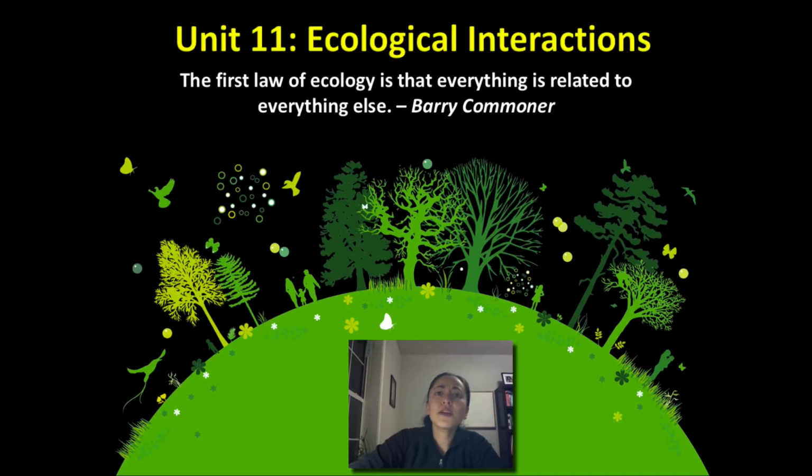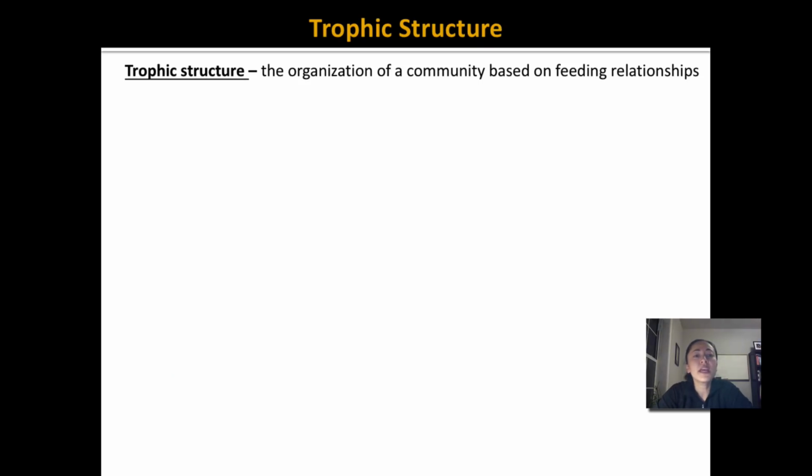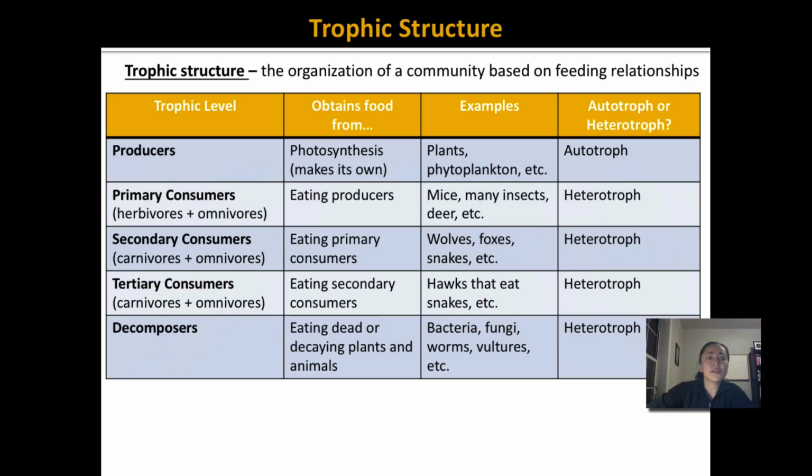When we're talking about the trophic structure of an ecosystem, it's a way of organizing the community based on the feeding relationships of the organisms found there. Each organism within a community has a different feeding level, and we can look at those different feeding levels or trophic levels in this table here. So first, what you can see here are what are called producers. Producers produce all the food that is needed in that ecosystem.